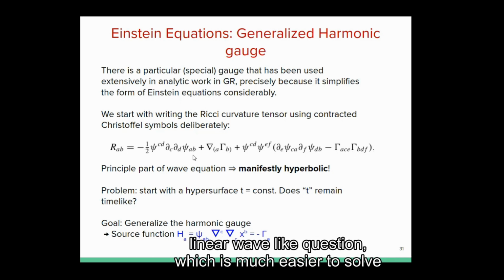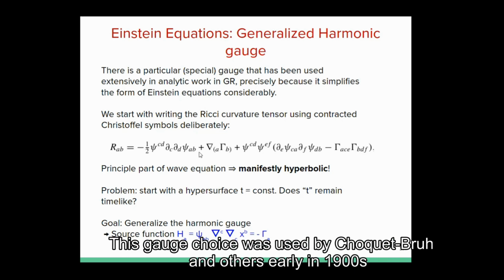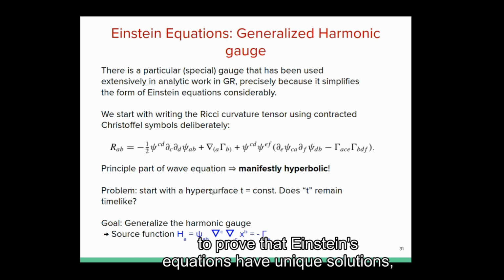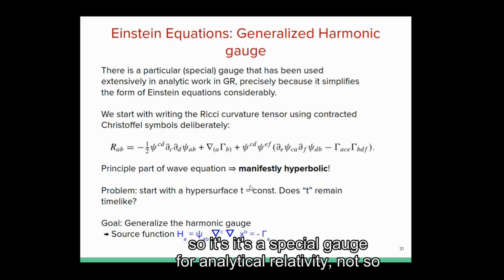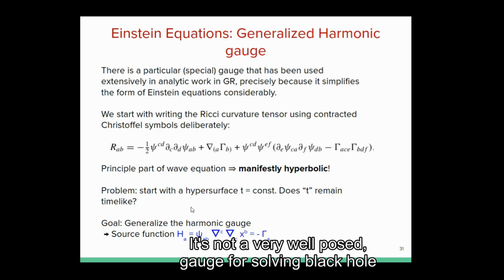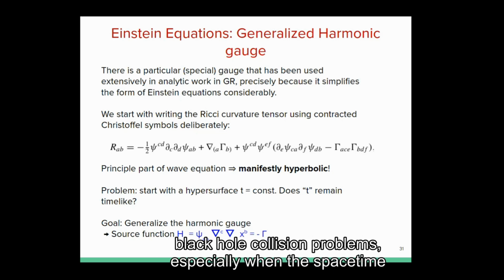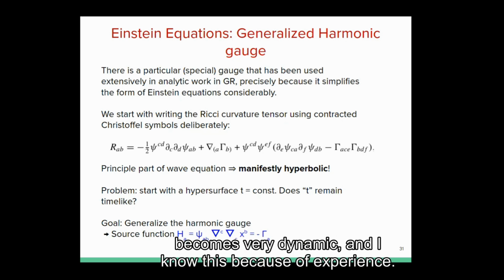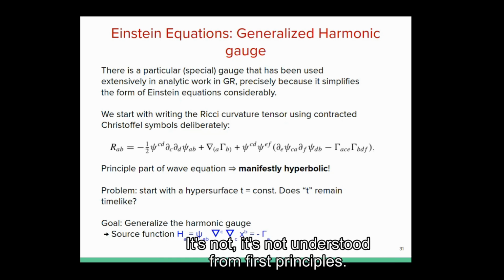In fact, this gauge choice was used by Bruhat and others early in the 1900s to prove that Einstein's equations have unique solutions. So it's a special gauge for analytic relativity, not so much for numerical. It's not a very well-posed gauge for solving black hole collision problems, especially when the spacetime becomes very dynamic. And I know this from experience. It's not understood from first principles why.